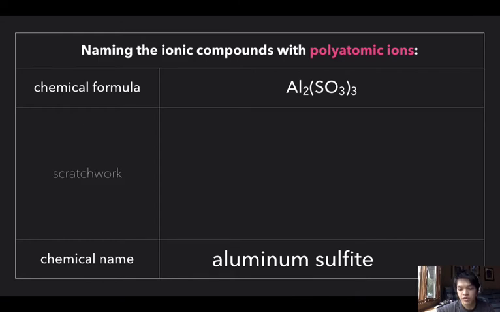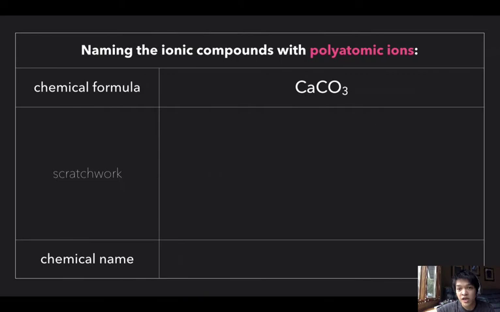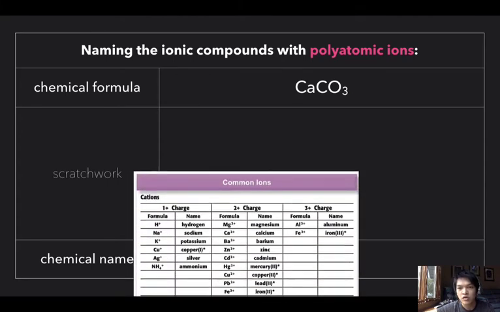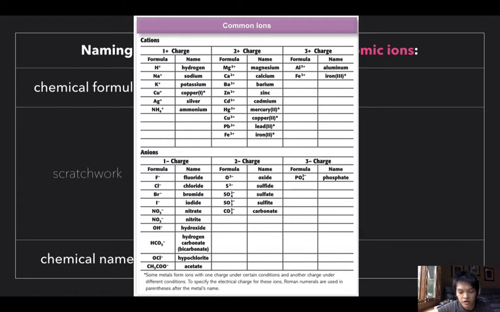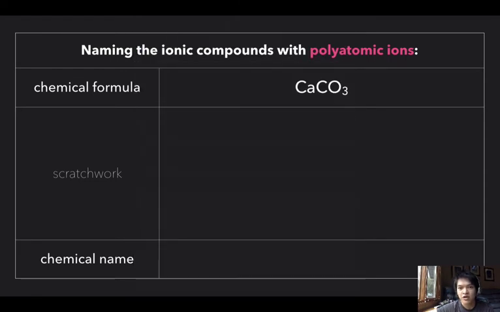Okay, let's look at our fourth example now. We have CaCO3. Ca, hopefully you know, is calcium. CO3 is our polyatomic ion. We're going to need to look that up. So let's look at our reference sheet. CO3 is right here. CO3 is carbonate. So try to remember that. We're going to go ahead and write this down. Ca is calcium, CO3 is carbonate. Together it's calcium carbonate.